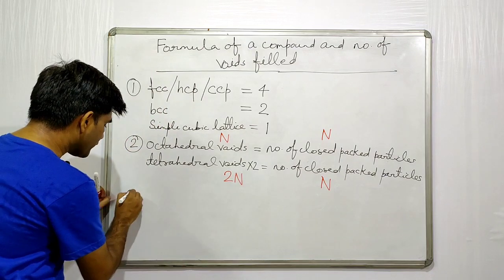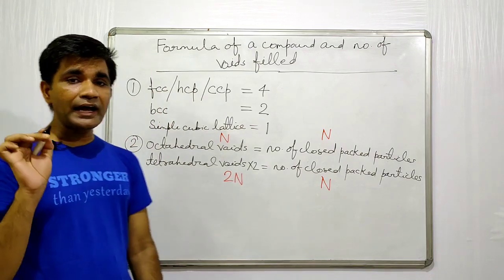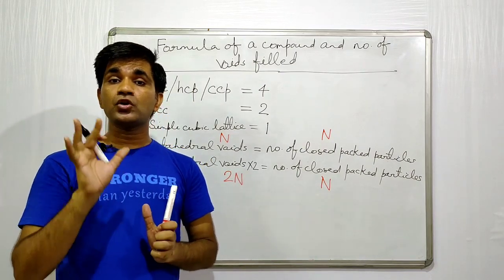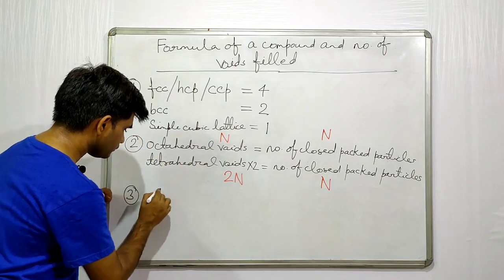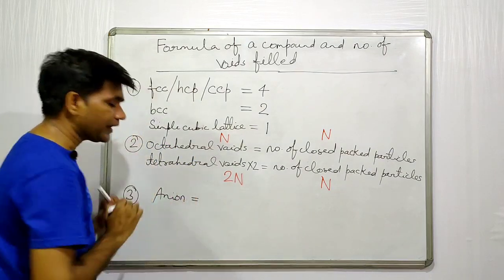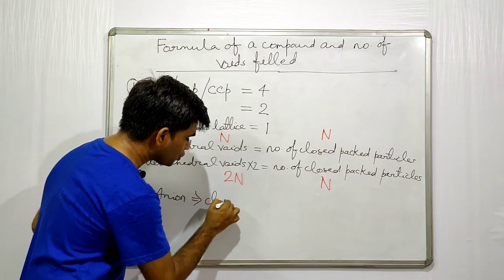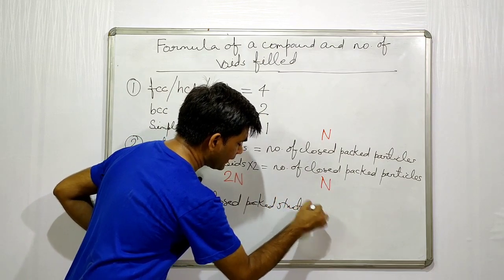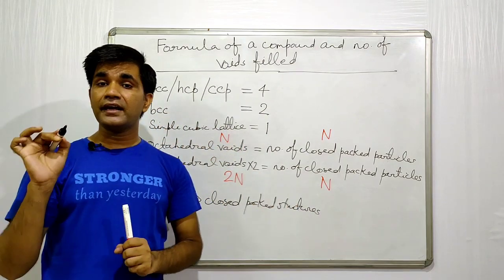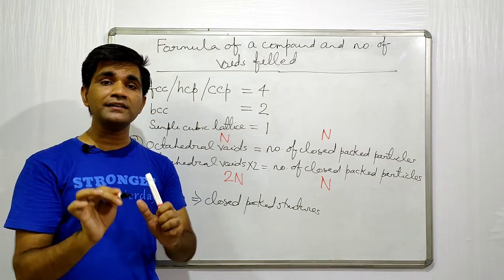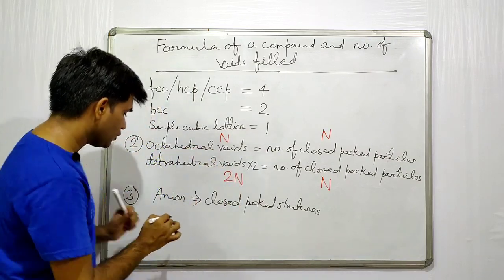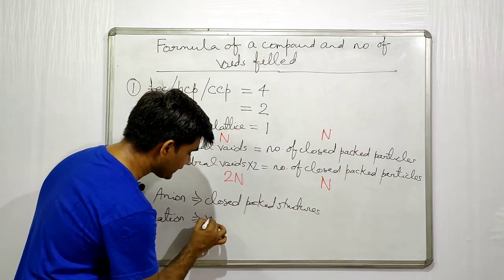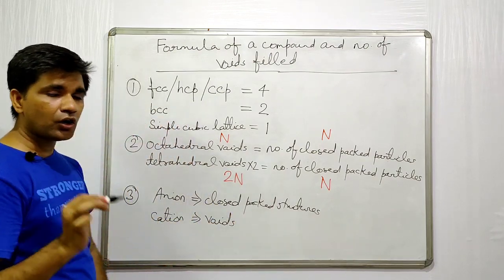Students, the third important point is that in case of ionic solids, the larger ion, that is anion, always forms closed packed structures. Whereas the smaller ions, that is cations, always occupy the tetrahedral or octahedral voids. So cations, which are the smaller ions, are always present at voids, whether tetrahedral or octahedral.